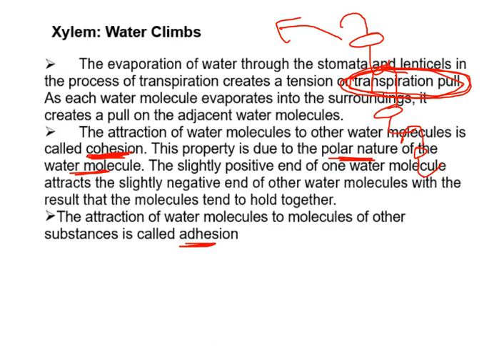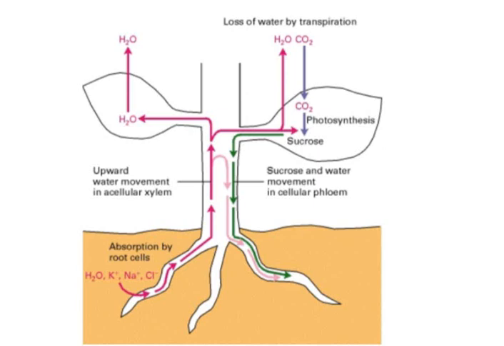One water molecule evaporates, and it pulls the next one up, pulls the next one up, pulls the next one up. That is how water goes up a plant. Because normally it shouldn't. Water would normally fall back down due to gravity. That's what this picture here basically describes.